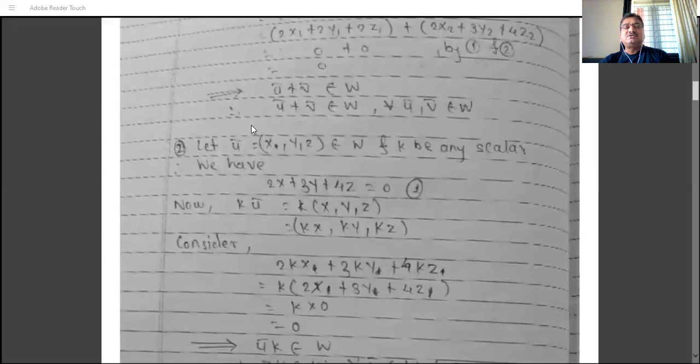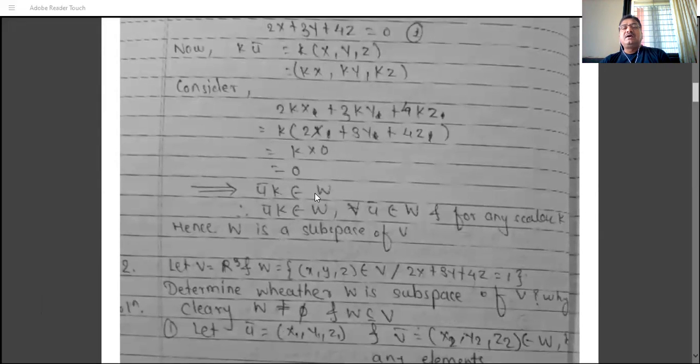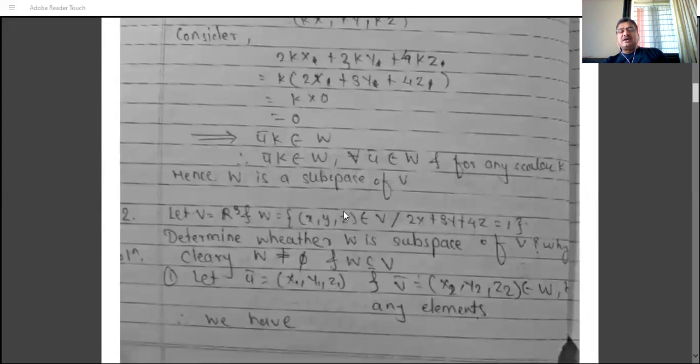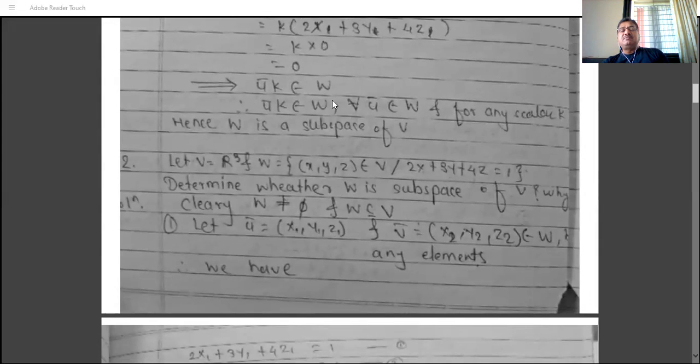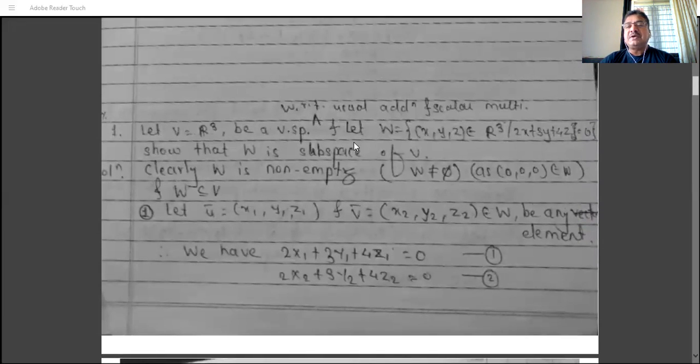Why? Because W is a non-empty subset of V, and W satisfies these two conditions: W is closed for addition and W is closed for scalar multiplication, and that's why W is a subspace of V. So here, how can you show a subset is a subspace? By showing the two conditions, that W is closed for addition and closed for scalar multiplication. That is, the addition of every two elements of W belongs to W, and any scalar and any element of W, its scalar multiplication belongs to W, and therefore W is a subspace of V. So in order to show a subspace, we have to show the two conditions by using the theorem.